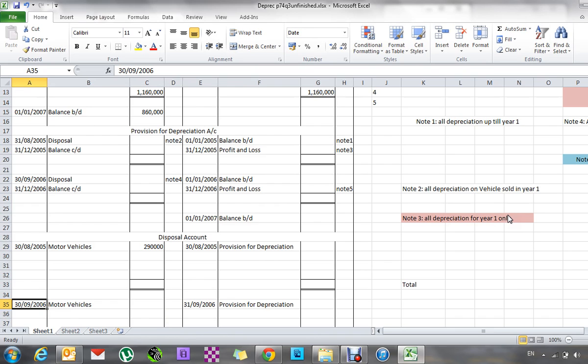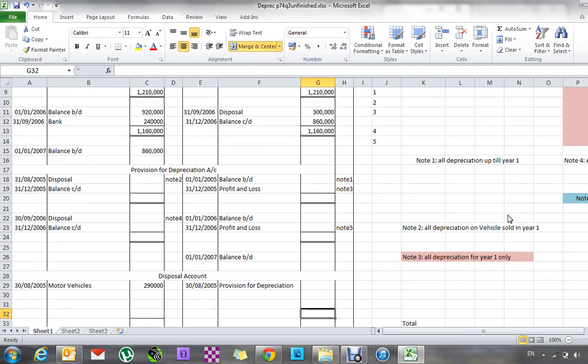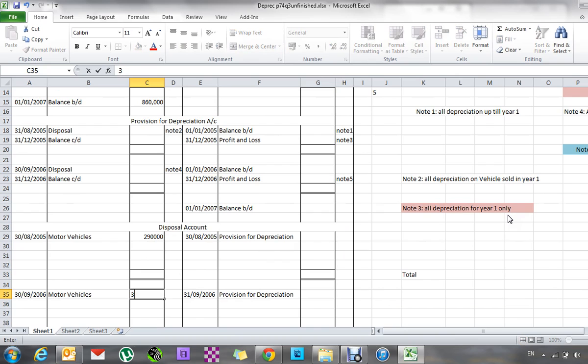Right, so I now am ready to go and put some numbers in here. The motor vehicles for the disposal, I have 290 is the first disposal, and the second disposal is 300. So 290 is put in there, and the second one is going to be 300, which goes there. Okay, that's as much as I can do to start off with. Next thing I'm going to do is do my rough work, put it into my provision, and I'll be able to finish off my notes. That'll do us for now.